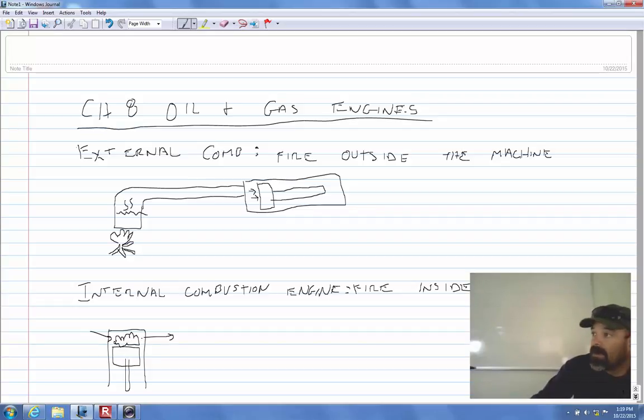What happens when fuel burns? What's the idea behind it? It fires when it's compressed. The force of that stuff burning, it expands, and that expansion drives the piston down.